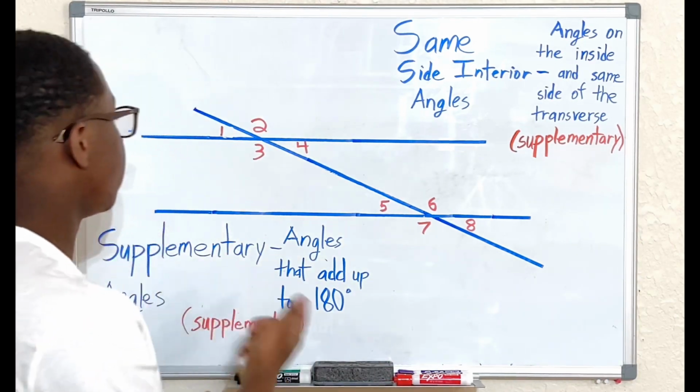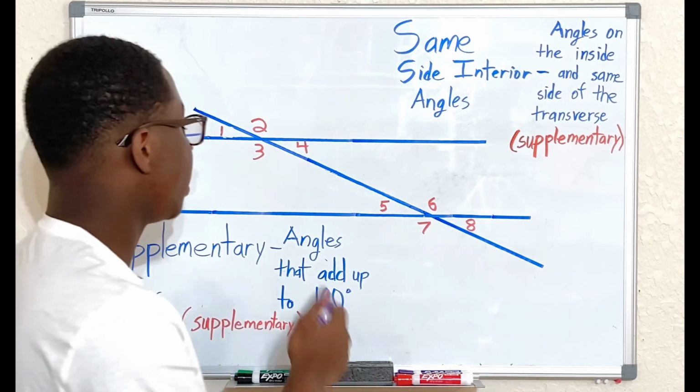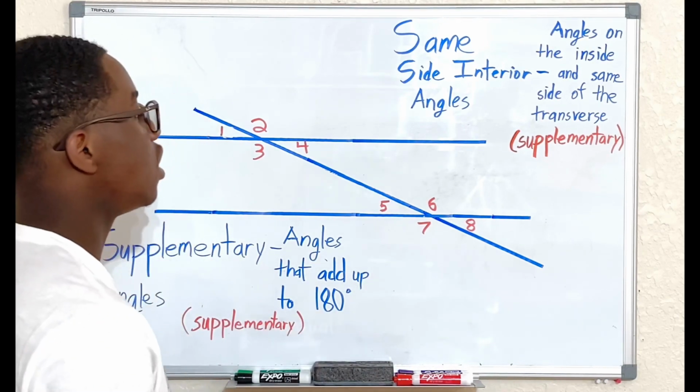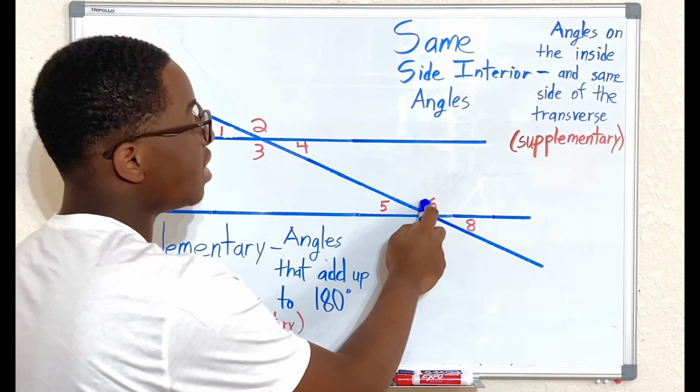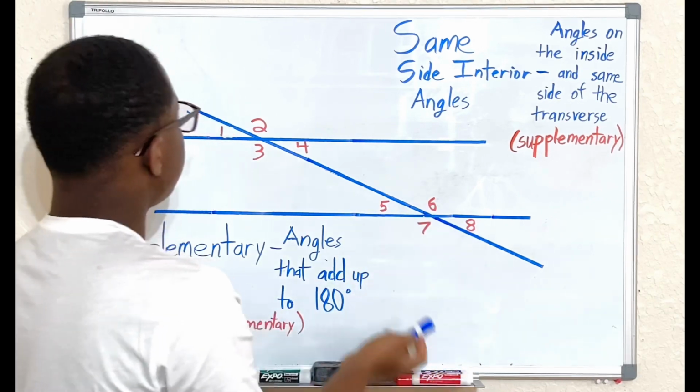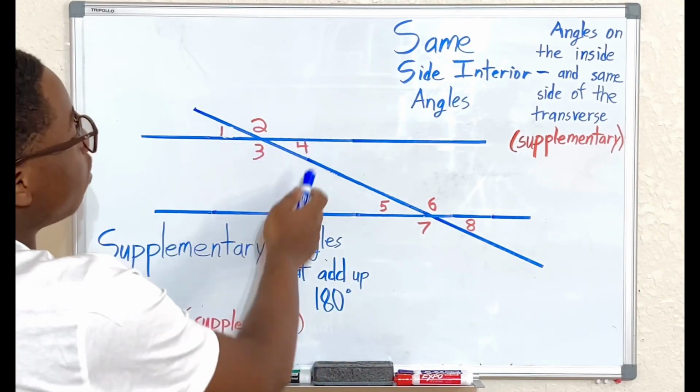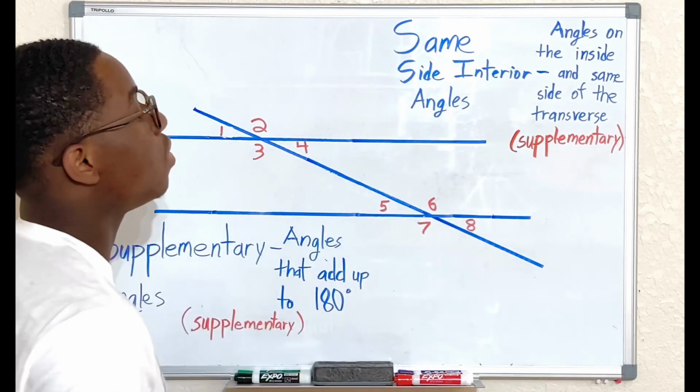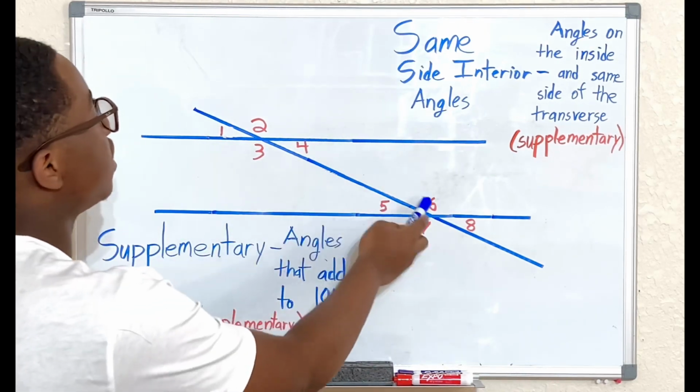Now supplementary angles, as I said before, simple enough, add up to 180 degrees. So you're looking at 5 and 6, 7 and 8. You're looking at 1 and 2, 3 and 4, but now also same side interior angles as mentioned before. So 4 and 6 and 3 and 5.